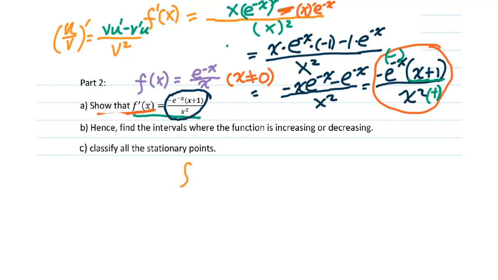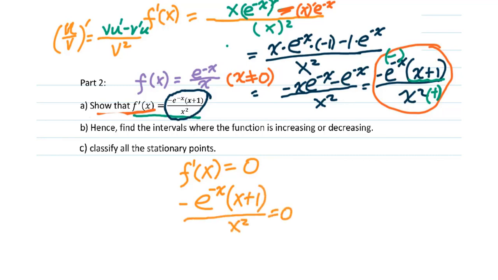We will set up f prime of x equal to 0, which means negative e to the negative x power times x plus 1 over x squared equals 0. For a rational function, if I have a over b equal to 0, that means we will set a equal to 0 to solve the roots of this rational function.